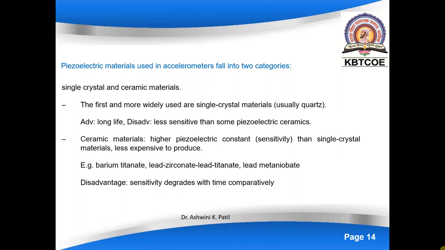These ceramic materials have a higher piezoelectric constant, and so their sensitivity is also higher than single crystals like quartz. These are less expensive to produce because they are artificial, and so can be produced as per our requirement. Examples of ceramic materials are barium titanate, lead zirconate, lead titanate, and lead metaniobate. The disadvantage is that sensitivity degrades with time comparatively. That means for longer life these are not suitable.